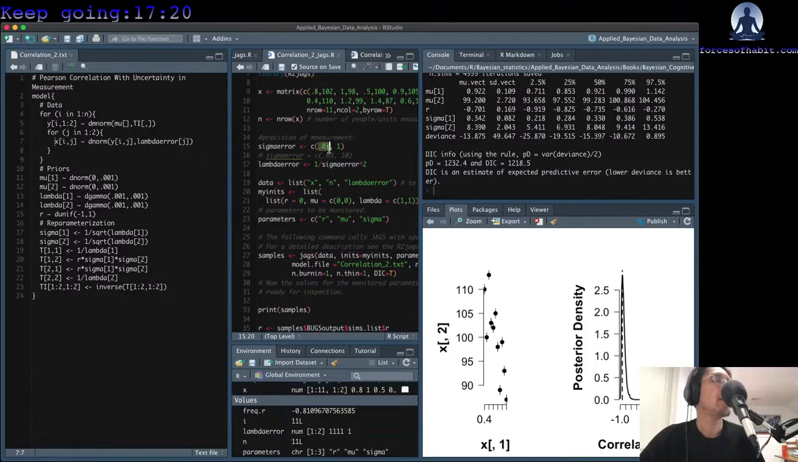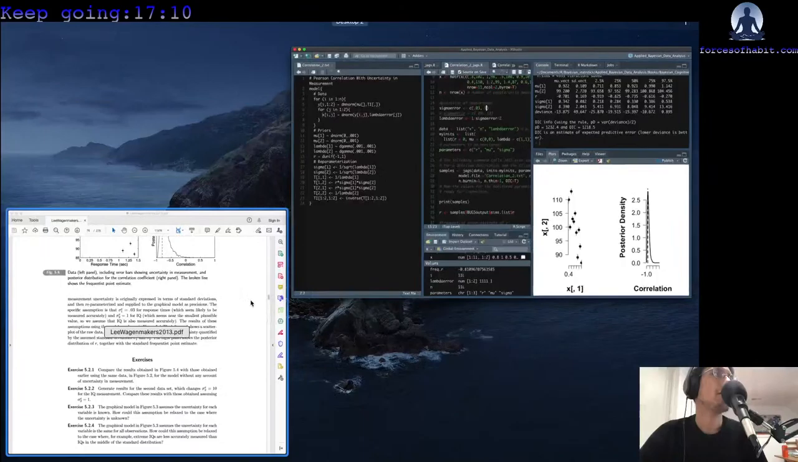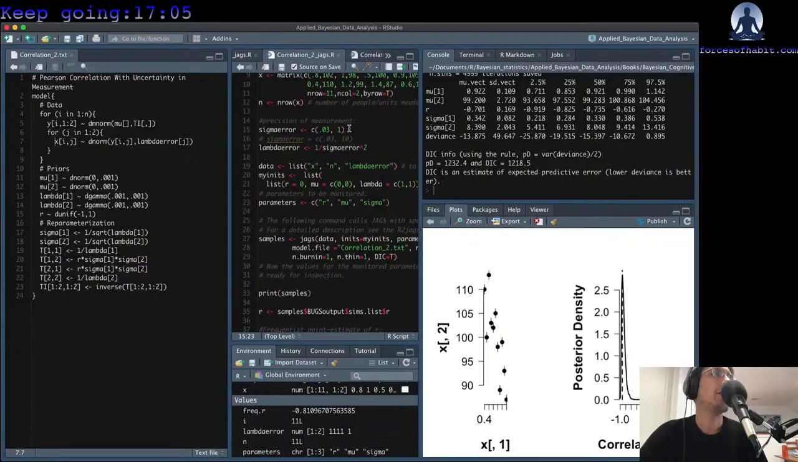Measurement uncertainty here for each of these two. So this is for RT and this is for intelligence. We have less. We assume that the measurement for the intelligence is more variable or more uncertain.